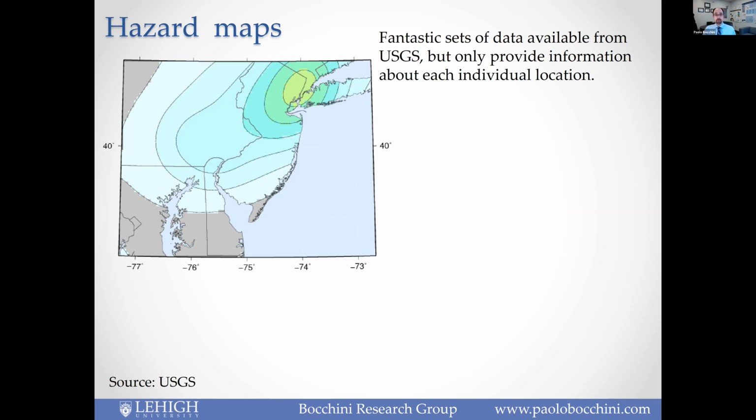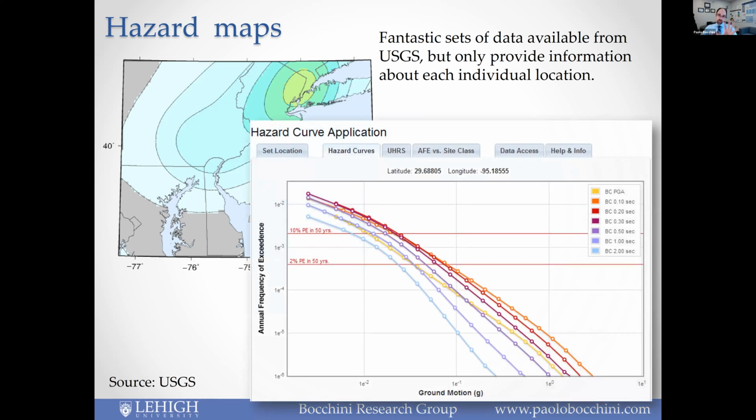We know that we have hazard maps. We have hazard maps for earthquakes, like those that I'm presenting here. We have flood maps. We have similar things for hurricanes. They are a great design tool, and they provide information in the form of an actual map or in the form of a hazard curve for each specific site of interest.